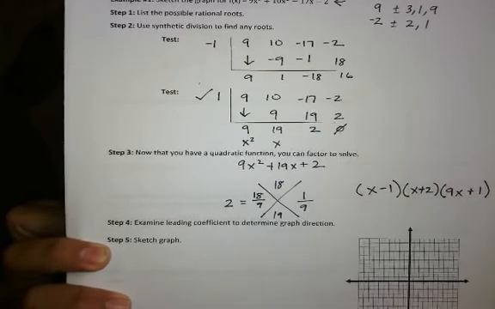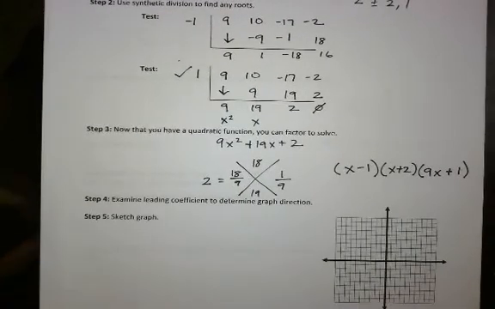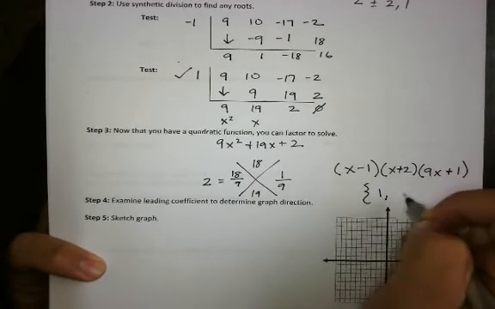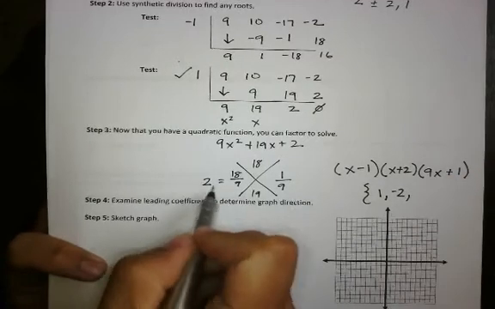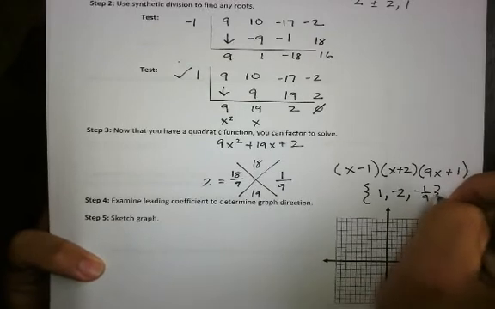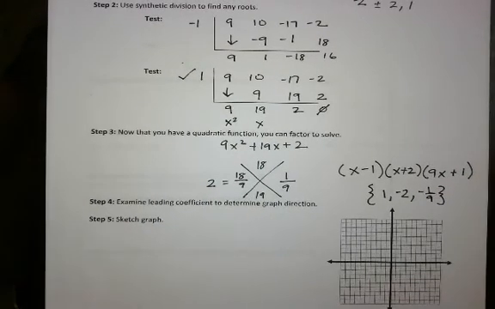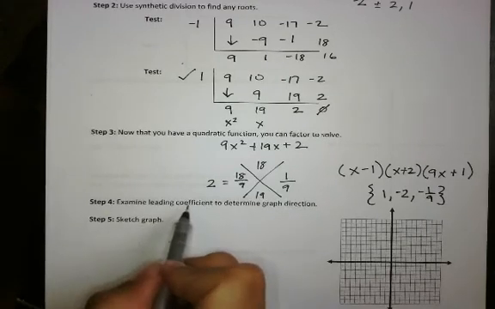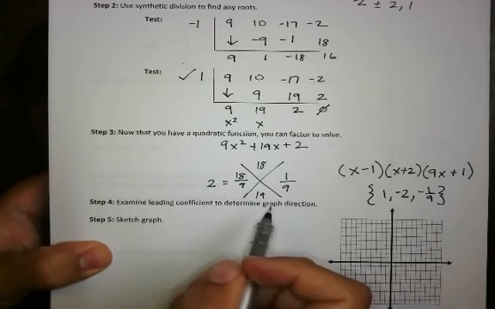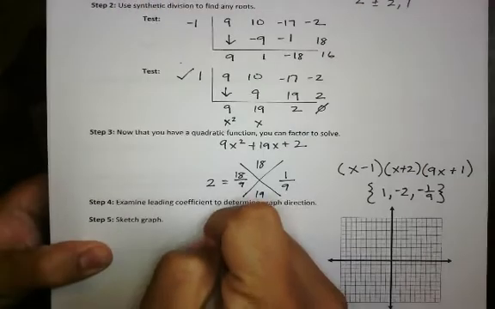So now I have, because that was a +1, we have x minus 1, x plus 2, and then 9x plus 1. So now we're going to ZPP it to get our roots. So we have +1, -2, because we're just doing the opposite. And then the opposite of this, -1/9.